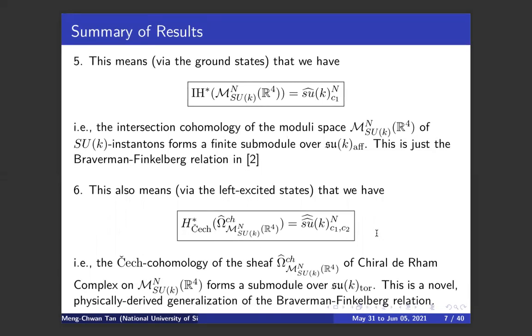So what we have here is actually the Čech cohomology of the sheaf of chiral de Rham complex, okay? And that forms a submodule over the toroidal algebra. Okay, that's something new. So this is a novel, physically derived generalization of the Braverman-Finkelberg relation.